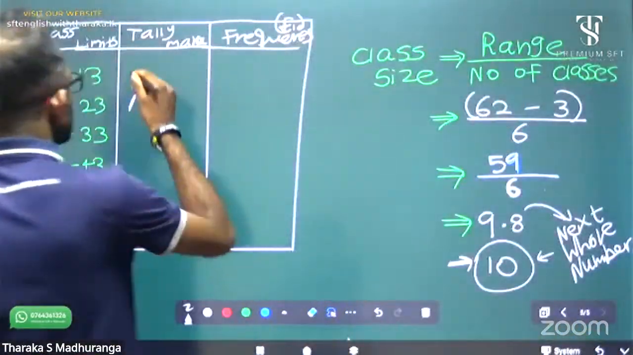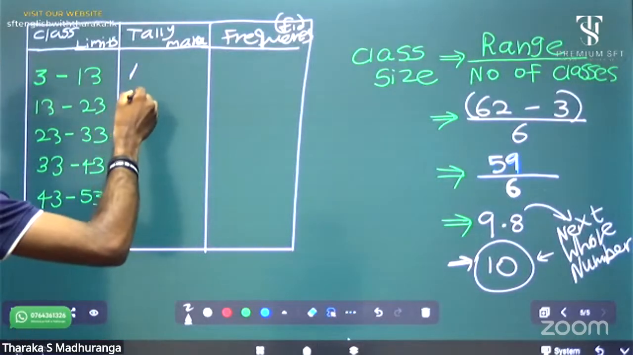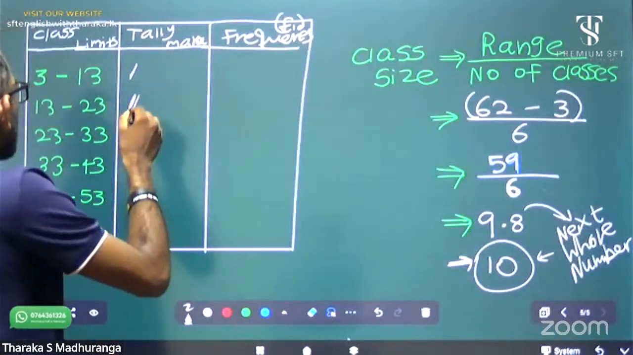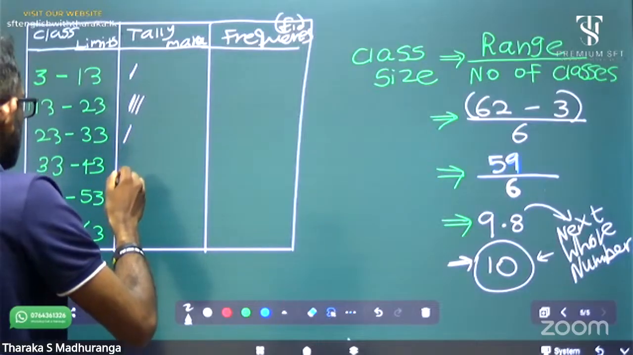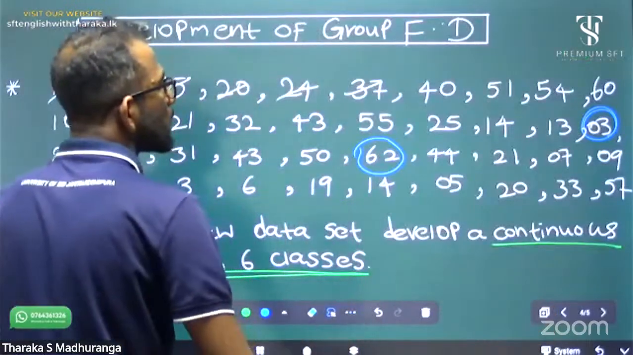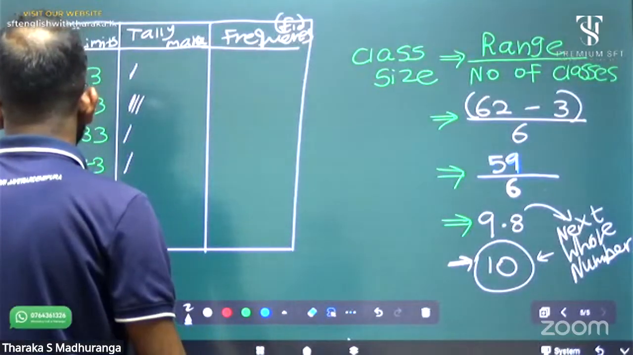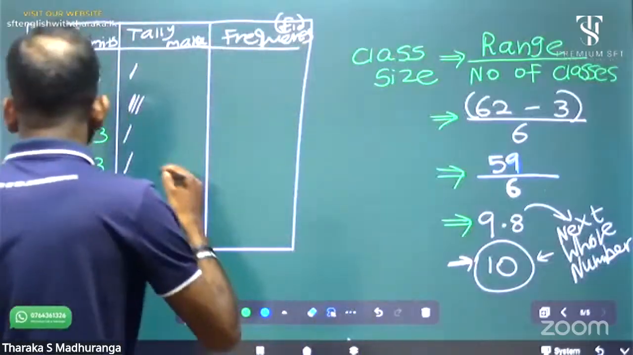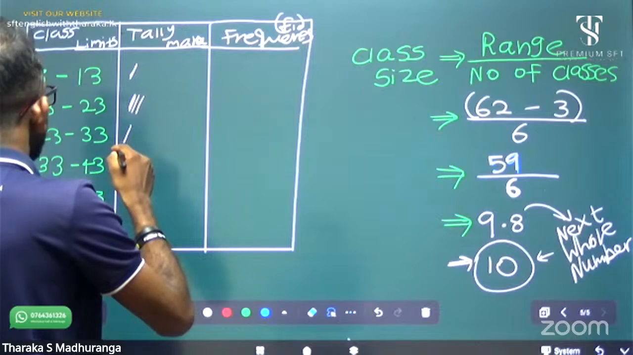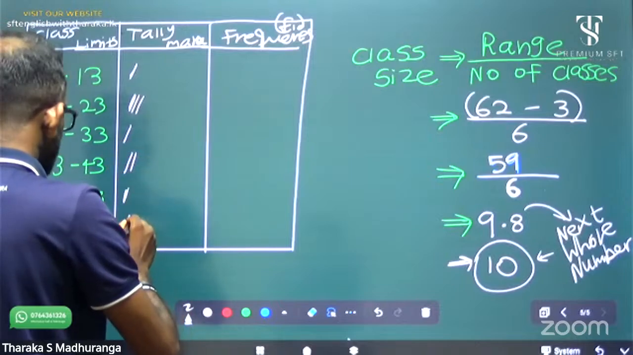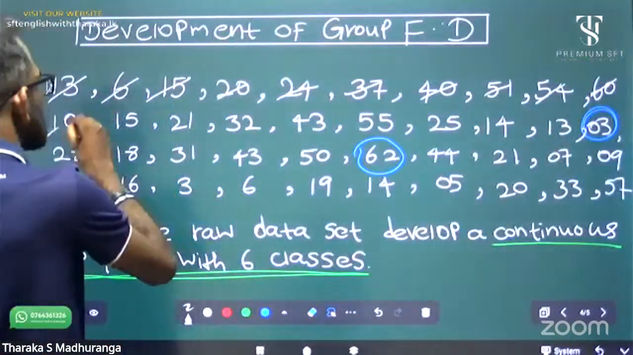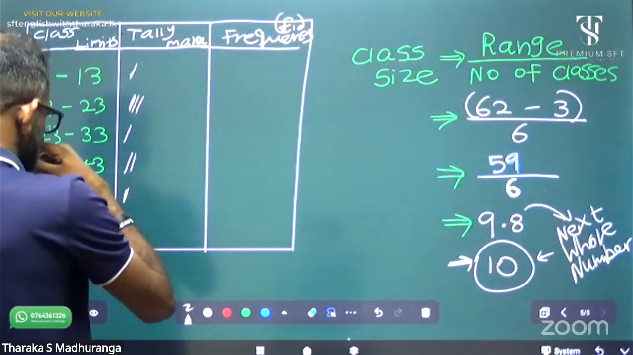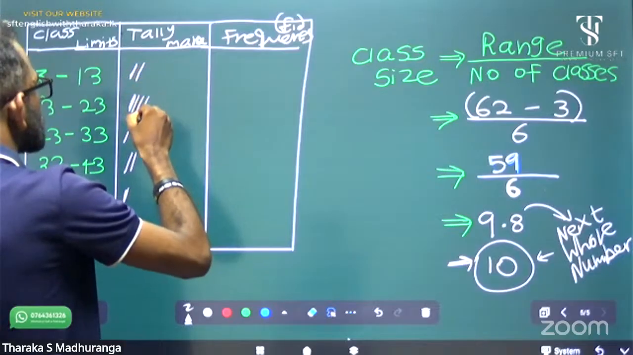6, 15. 6 goes into the first one, 15 into the second one. 20, 24, 36, 37. No issue. 40, 51, 54. 60, 10, 50.